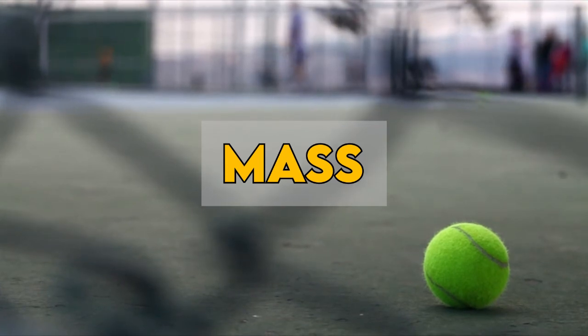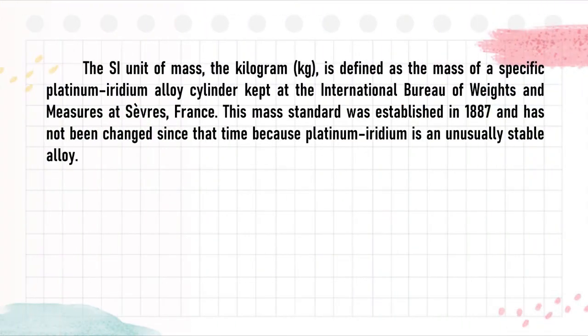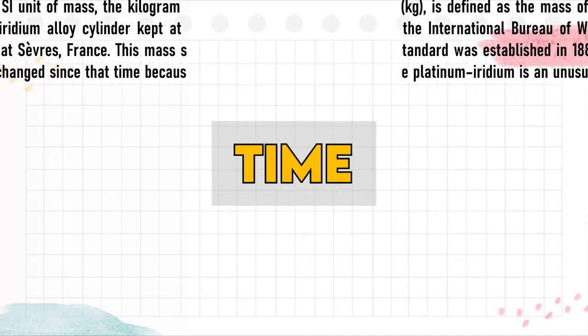Next, mass. The SI unit of mass, the kilogram, or kg, is defined as the mass of a specific platinum iridium alloy cylinder kept at the International Bureau of Weights and Measures at Sèvres, France. This mass standard was established in 1887 and has not been changed since that time because platinum iridium is an unusually stable alloy.